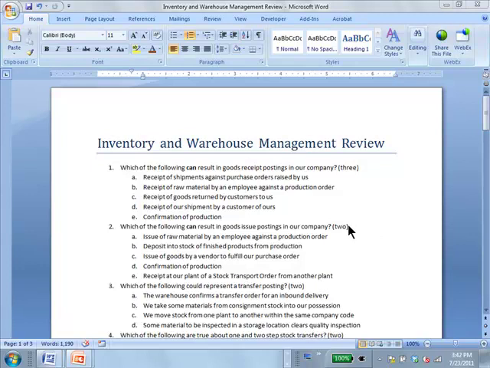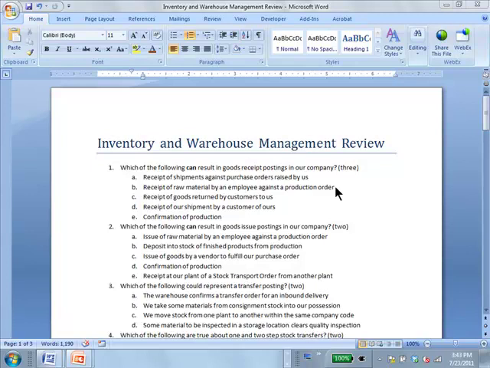You're saying B is an employee of the company. I'm still not sure why receipt of raw materials by an employee is not a goods receipt. The employee received it, but that doesn't mean there's a goods receipt posting taking place. That's just an employee going to the place and taking the material, saying thank you and going. A goods issue posting would have taken place in the company. Here we are talking about goods receipt posting.